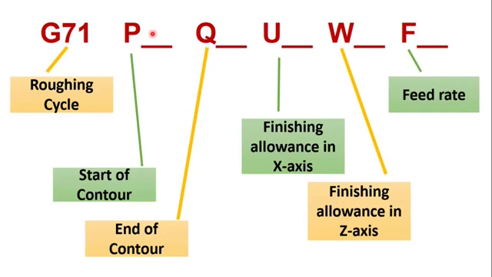So here against P and Q I am defining some number, so that will be actually block numbers. Okay, so start of the block and end of the block, one number will be there, so that block number I have to define. After U, whatever I am defining, that is the amount of allowance I am giving in X axis, and whatever number I am defining after W, that is finishing allowance in Z axis. Then feed rate, either you can define in millimeter per minute or millimeter per revolution.